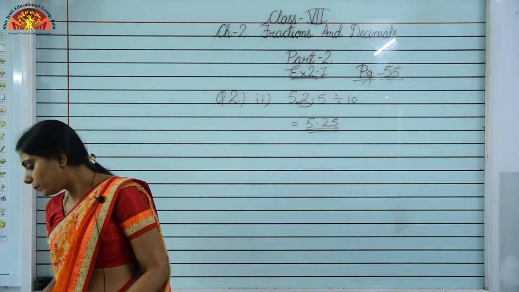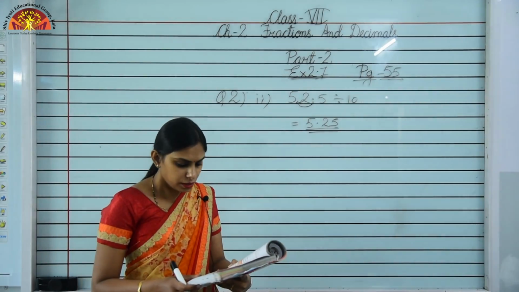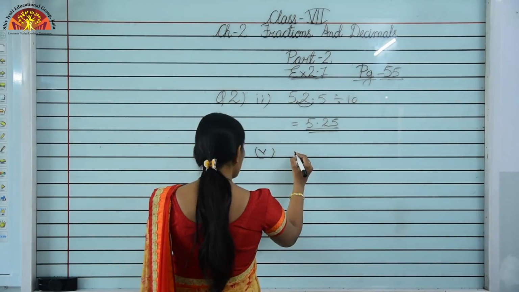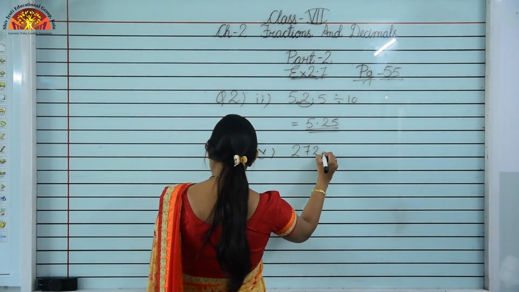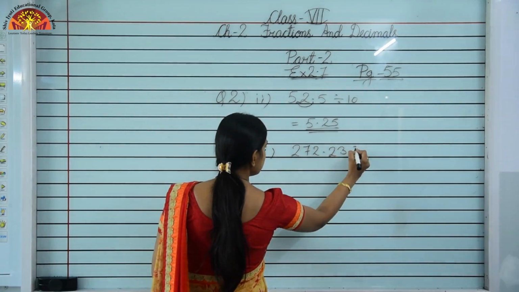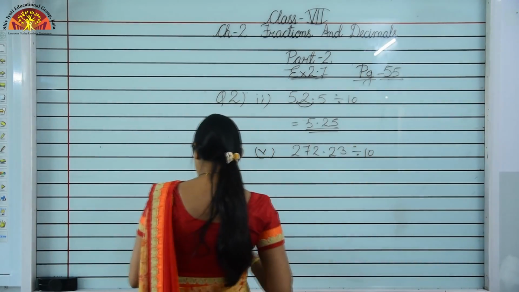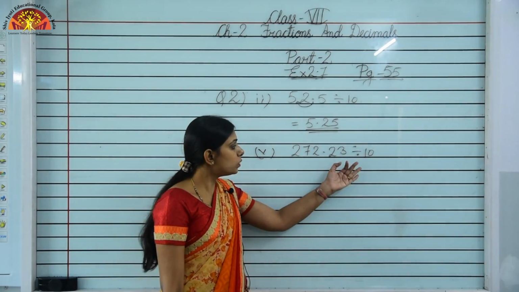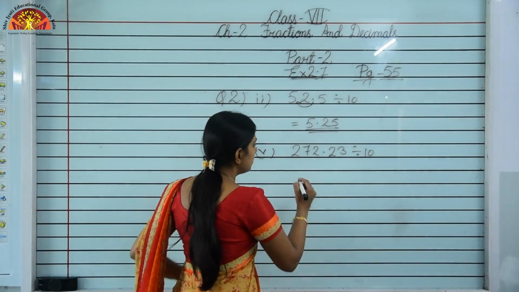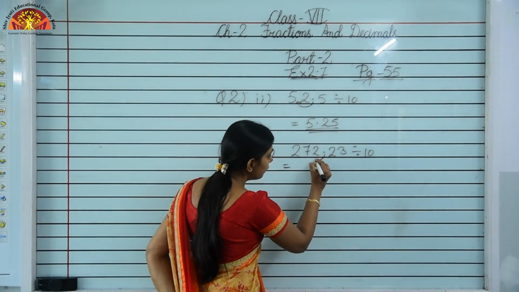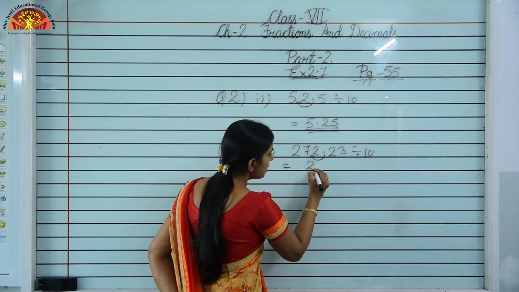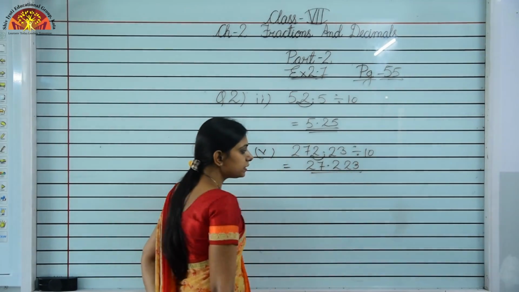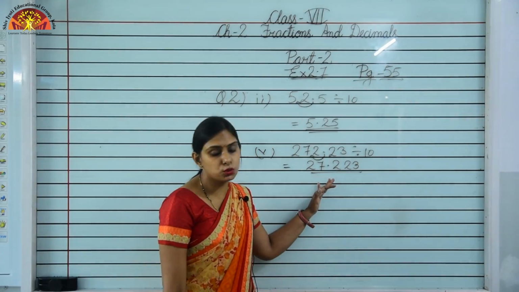Now just see the next one. Now just see, that is fifth part. That is 272.23 divided by 10. Again we are just dividing by 10. That means you will shift this decimal towards the one place towards the left. So it will become, kitna shift hoga by one place, because there is only 1 0. So your answer will become 27.223. Got it? Answer is 27.223.